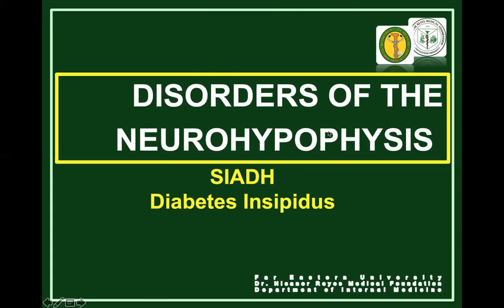So the disorders of the neurohypophysis, okay, or the posterior pituitary. Neurohypophysis, because it's the continuation of your neural elements going to the posterior part of your pituitary. So we have two entities. One is hypersecretion and the other one is hyposecretion. So it is SIADH or syndrome of inappropriate antidiuretic hormone, and the other one would be diabetes insipidus.